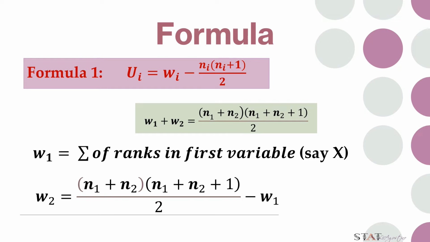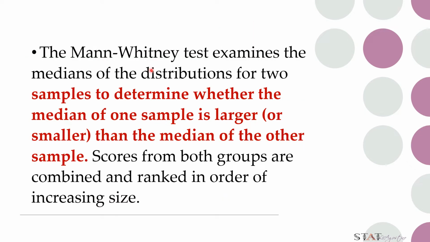Let's say X. The Mann-Whitney test examines the median of the distribution for two samples to determine whether the median of one sample is larger or smaller than the median of the other sample. And then scores from both groups are combined and ranked in order of increasing size.